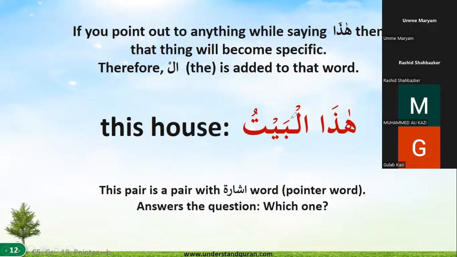Both haza and al baytu are specific, so it is not a sentence. If I say haza baytun, then that is a sentence. Okay, so this is a small difference. This al is making all that difference. If that al is there, this is no sentence anymore. It is ishara. The pair is ism and ishara.